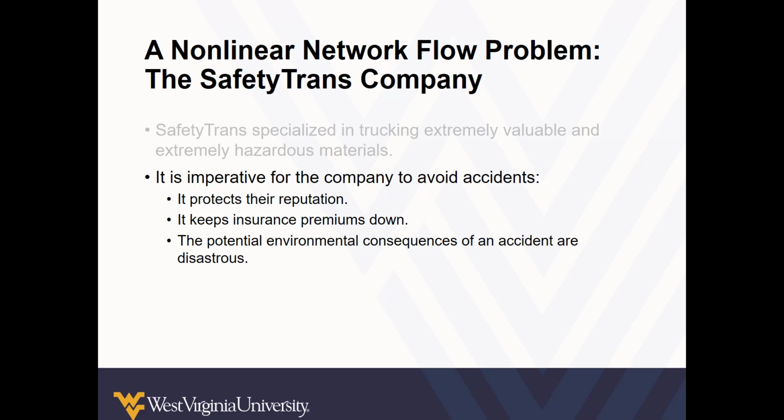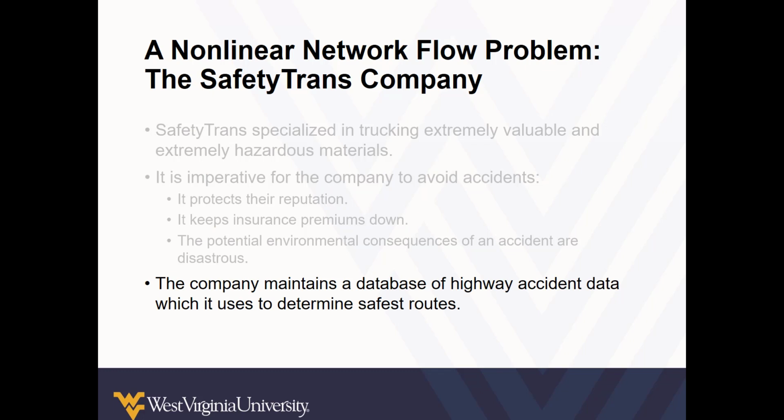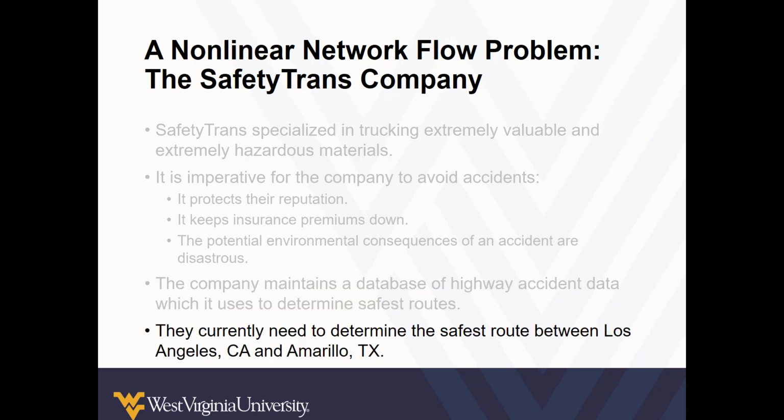Most trucking companies are interested in routes providing the quickest or least costly transportation, but Safety Trans likes to ensure it selects routes least likely to result in an accident. The company maintains a database of highway accident data, which it uses to determine the safest route. And the company is currently trying to identify the safest routes for carrying a load of hazardous materials from Los Angeles, California to Amarillo, Texas.